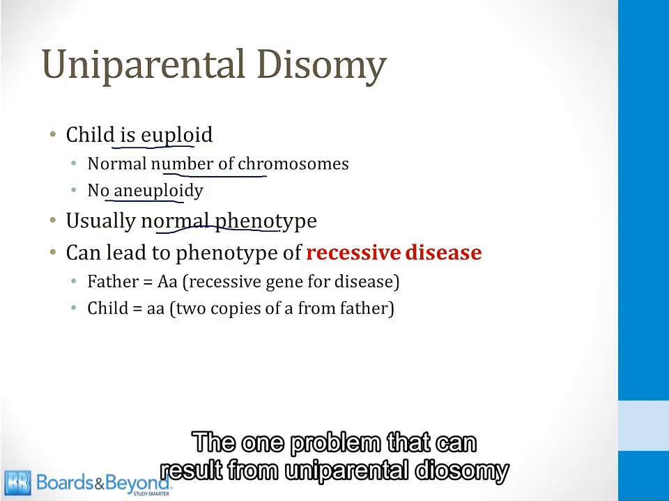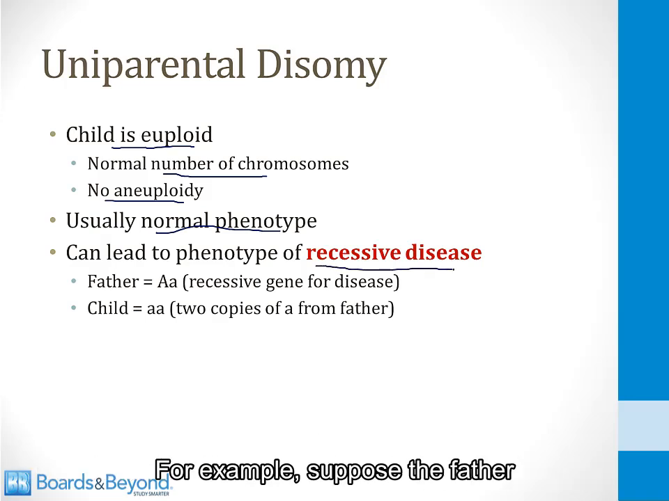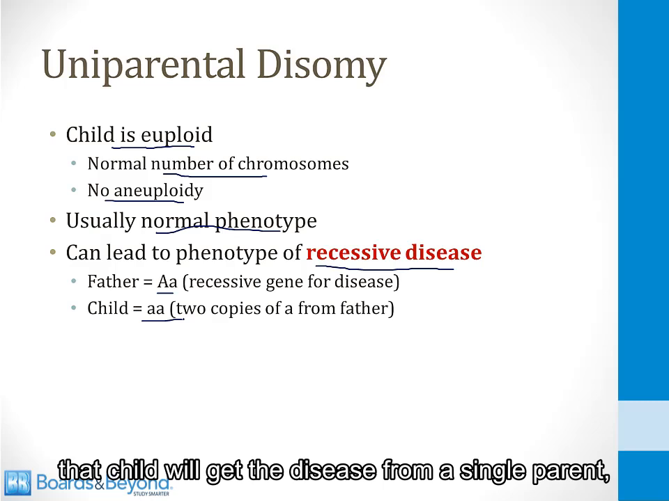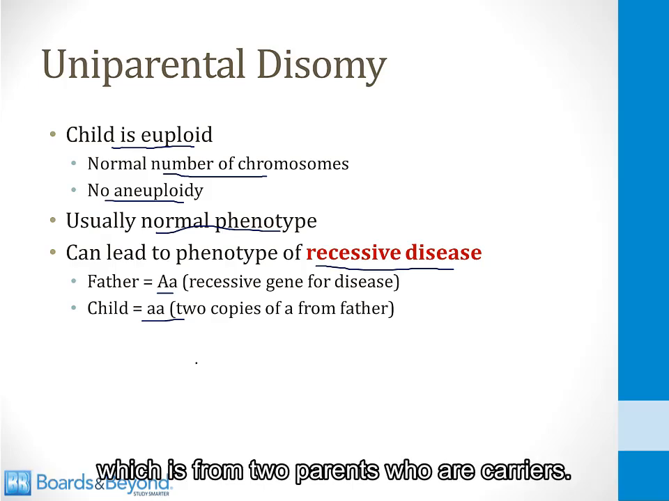The one problem that can result from uniparental disomy is that it can lead to a phenotype for a recessive disease. For example, suppose the father was capital A, and little a is a version of a gene that is recessive for a disease. If uniparental disomy occurs and the child inherits 2 copies of the disease gene, that child will get the disease from a single parent, not in the usual way that recessive disease is inherited, which is from 2 parents who are carriers.